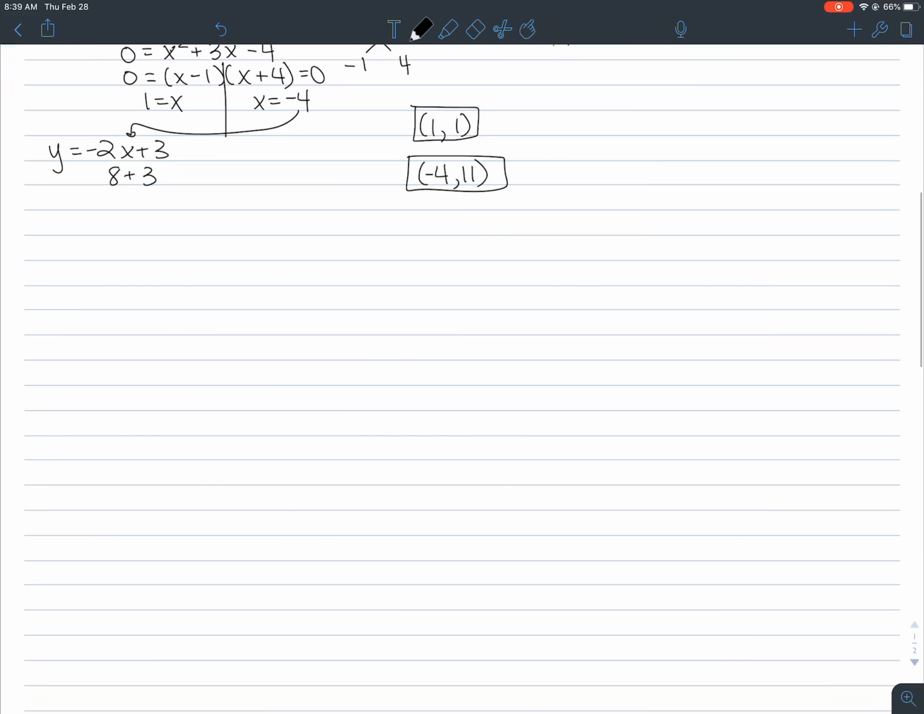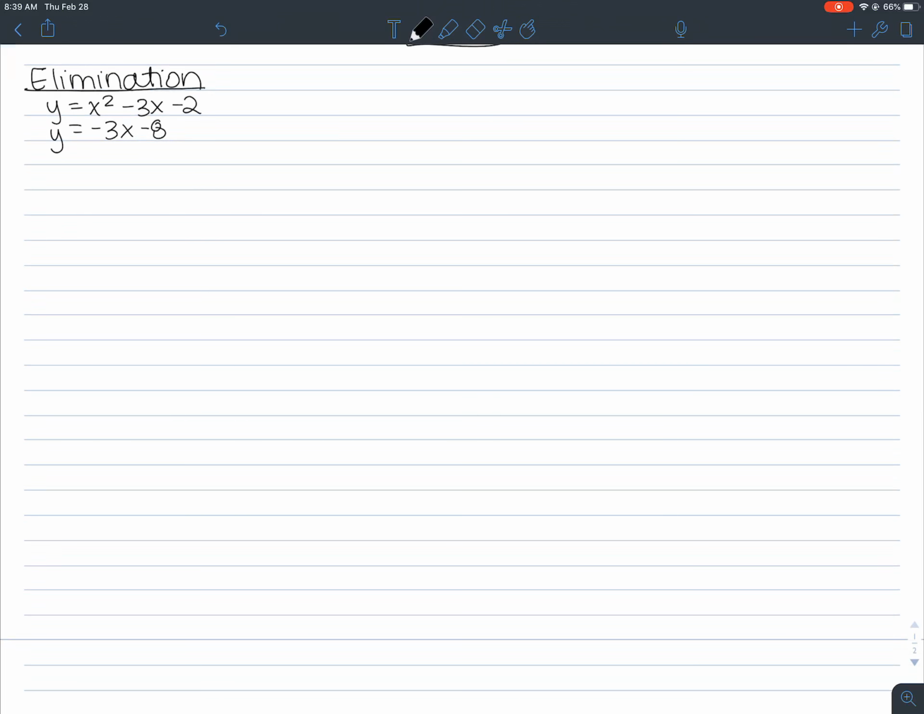Okay. Our next way is solving by elimination. So we have y equals x squared minus 3x minus 2. And y equals negative 3x minus 8. Okay, so when I'm doing elimination, I want to subtract the line from the parabola if this x squared is positive, just because it makes my life easier later when I go to factor.